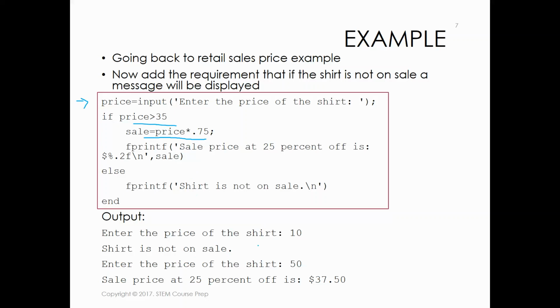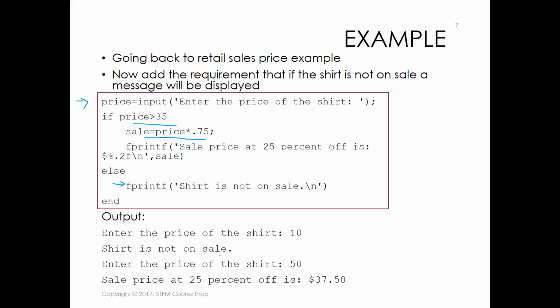So I ran it, it said enter the price of the shirt, I put $10. Okay, so $10, let's walk through this. Is 10 greater than 35? No, so this would be a false statement. So since this is false, we're going to skip over these actions and we're going to come down and do this action. All right, so it displayed shirt is not on sale.